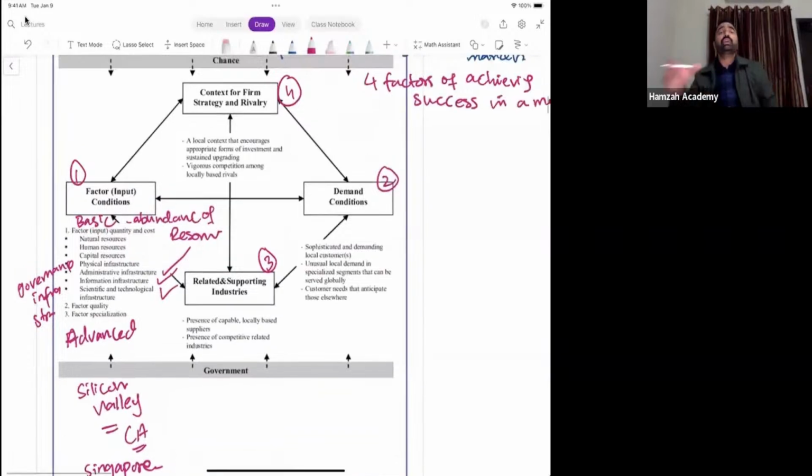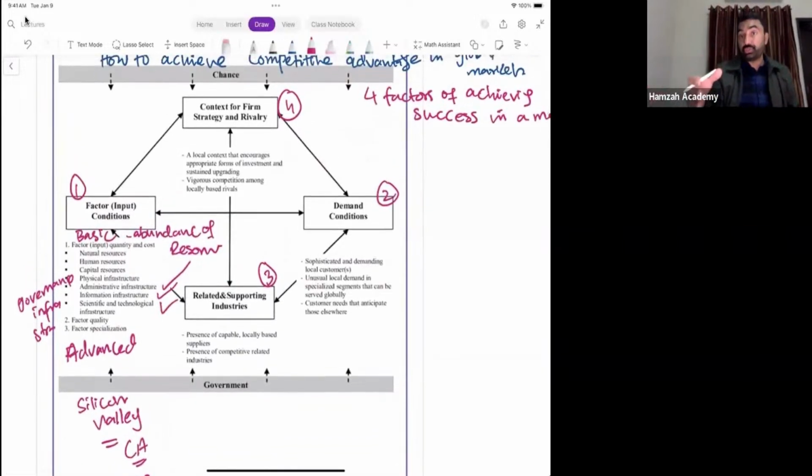Okay, and we can see in a lot of countries and markets in the world that this phenomenon has happened. Number two, demand conditions. According to Michael Porter, just factor conditions are not enough. There must be sophisticated demand for the products and services as well, for that industry. So if we talk about technology services, technology.